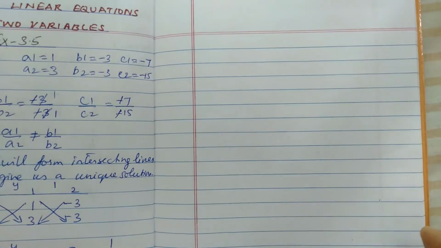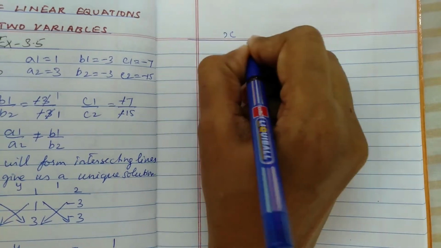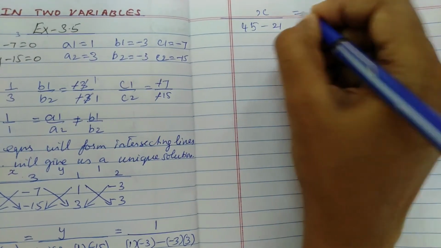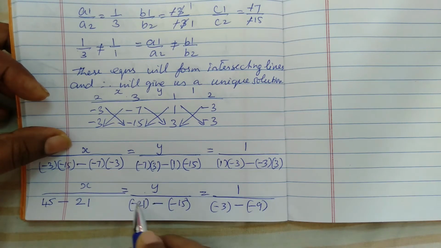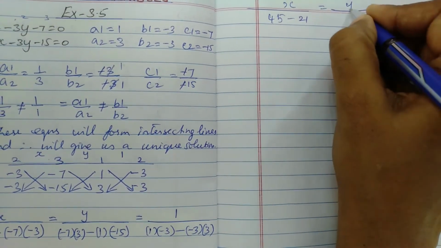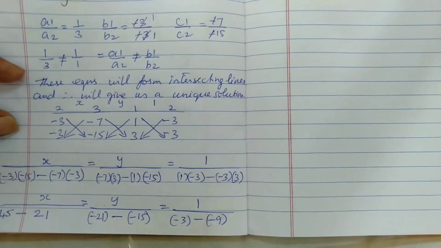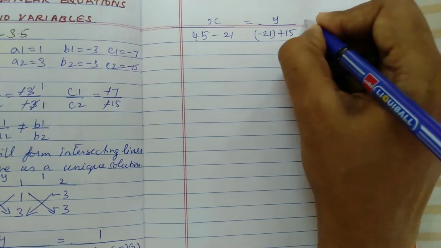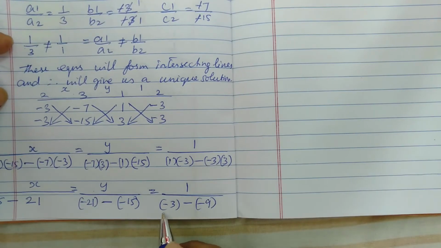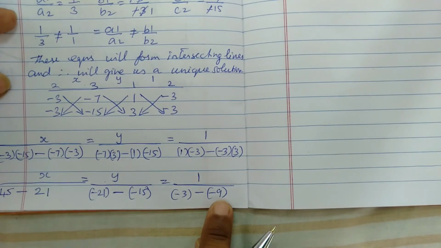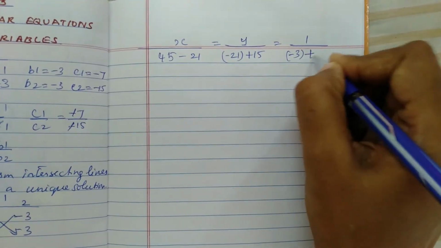Now here for x, here 45 minus 21, we will write it here so that it will be easier. 45 minus 21 is equal to, so we will solve these signs now. Y by minus 21, we will have to write it as it is, so y minus 21, then minus and minus is plus, so this will be plus 15 here, plus 15 is equal to 1 by, now see here minus 3 will come here as it is, minus 3, then minus and minus is plus, so this will be plus 9 in the next step, so plus 9.